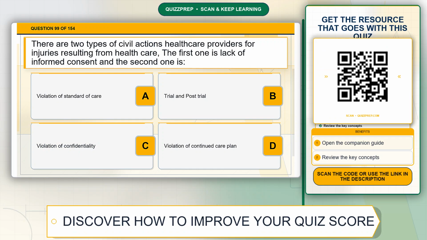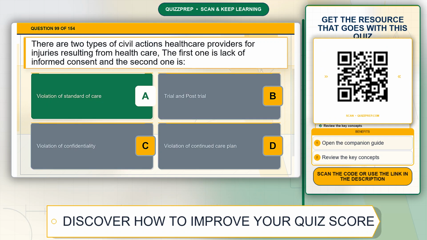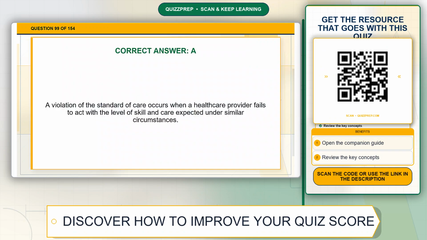Question 99. There are two types of civil actions against healthcare providers for injuries resulting from healthcare. The first one is lack of informed consent and the second one is: Option A, violation of standard of care. Option B, trial and post-trial. Option C, violation of confidentiality. Option D, violation of continued care plan. The correct answer is option A, violation of standard of care. Explanation. A violation of the standard of care occurs when a healthcare provider fails to act with the level of skill and care expected under similar circumstances.